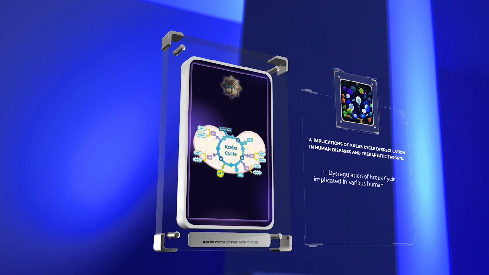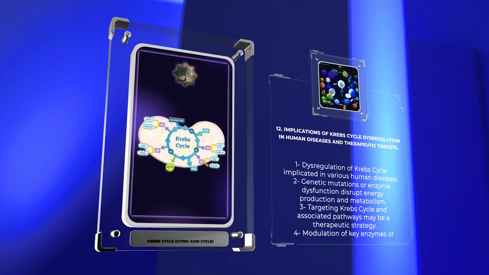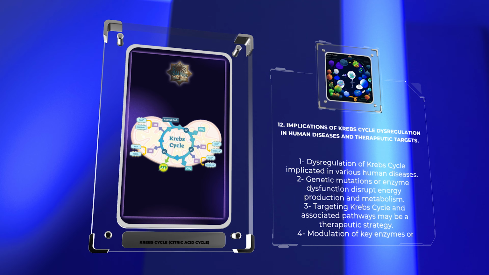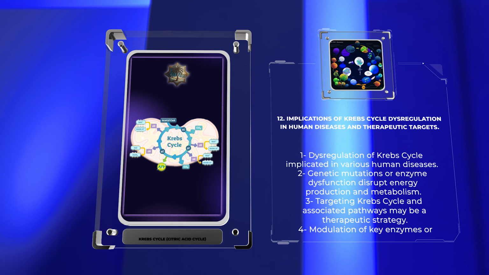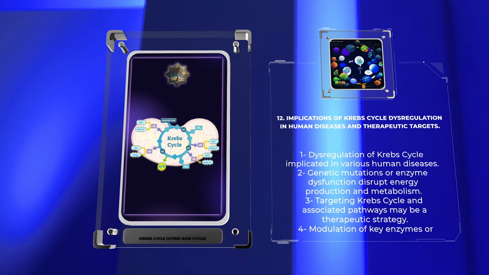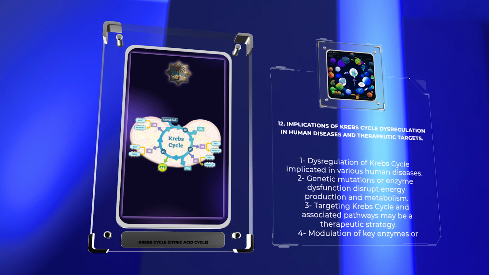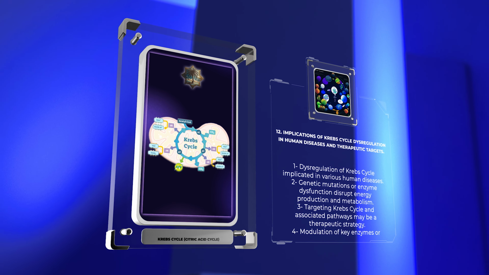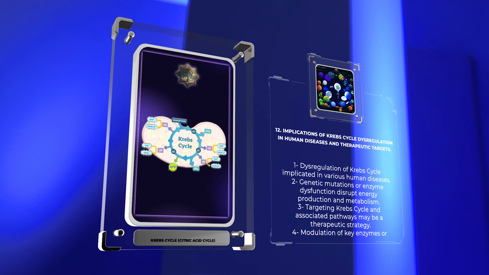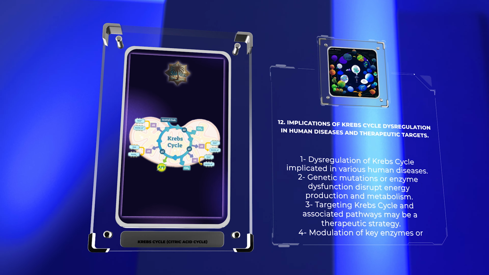Dysregulation of the Krebs cycle is implicated in several human diseases. Genetic mutations or dysfunction in the enzymes involved in the Krebs cycle can disrupt energy production and metabolism, leading to disorders such as mitochondrial diseases and metabolic syndromes. Targeting the Krebs cycle and its associated pathways has emerged as a potential therapeutic strategy for combating these diseases. Modulating key enzymes, intermediates, or regulating factors of the cycle offers promising avenues for drug development and therapeutic interventions.